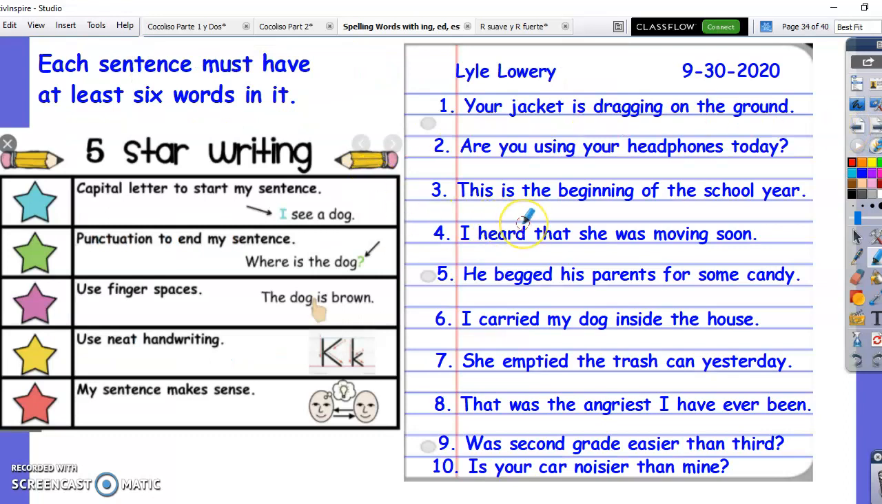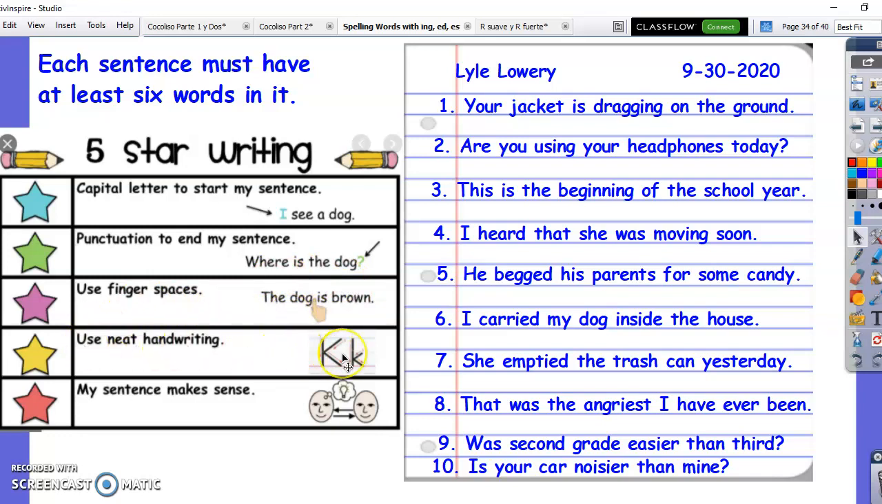I have an image of this at my Google Classroom so the kids can see it. And here's just a checklist that they can use to make sure that their sentences start with a capital letter, that their sentences end with a period or question mark. They must have spaces in between the words. They can use their finger to do that, as the picture shows here.